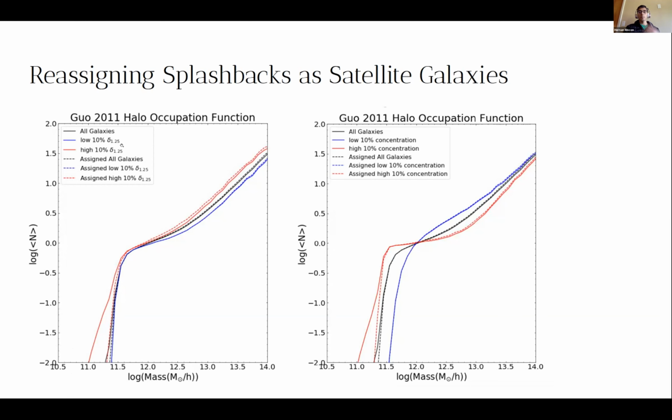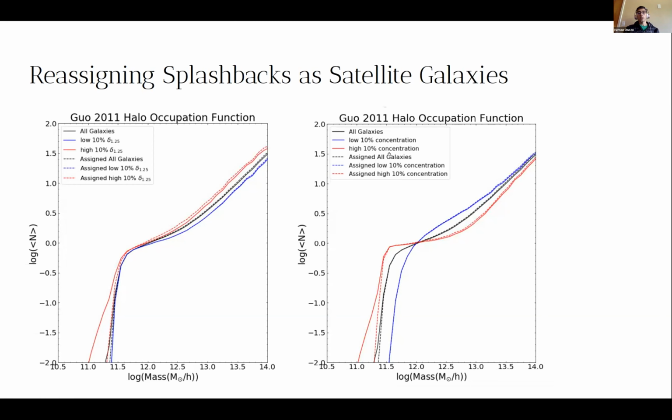But once I did the reassignment procedure where I treated the splashbacks as if they were satellites of their hosts, now we have this dashed blue line and this dashed red line for the reassignment trends. Now there's much less difference at low halo masses for those trend lines. So that indicates some level of improvement that's occurring due to this reassignment procedure. And we were also curious, thinking that perhaps the galaxy assembly bias signals at larger halo masses would also improve, but we didn't really see that here in this plot. The differences in the red versus the blue lines prevailed even after reassignment.